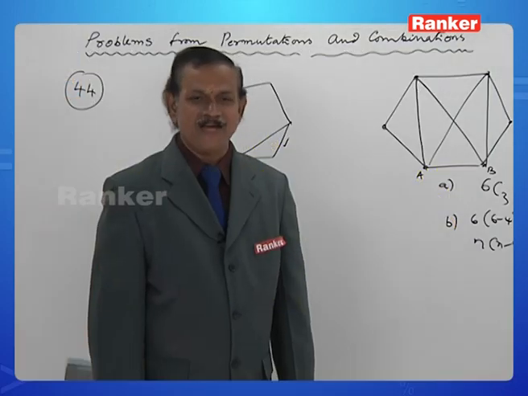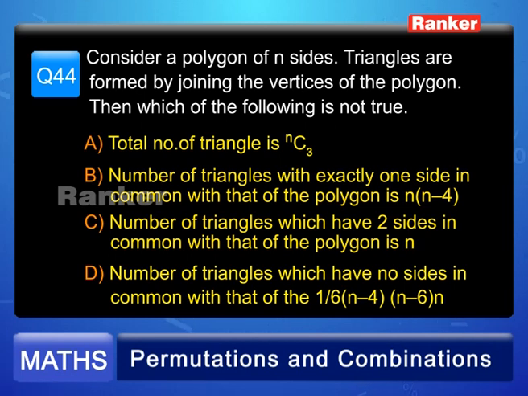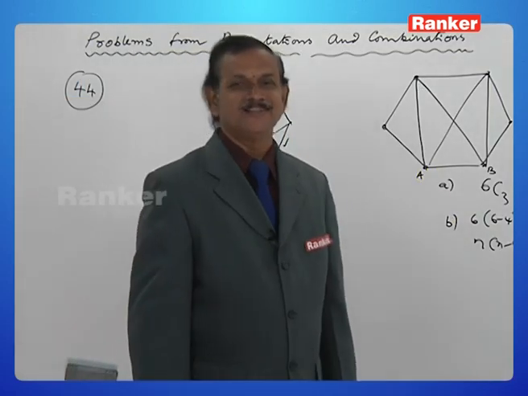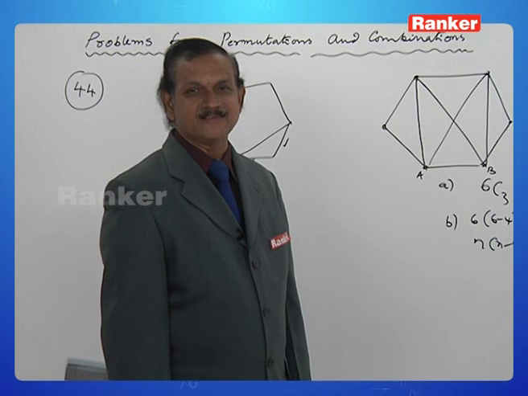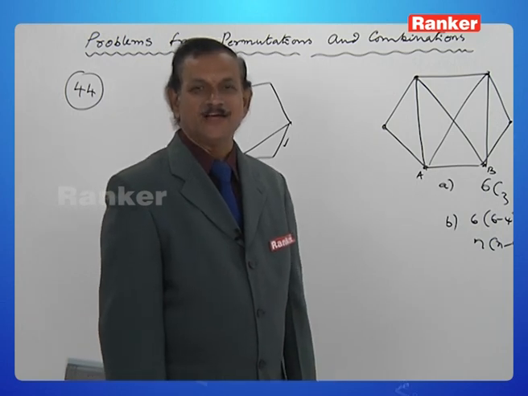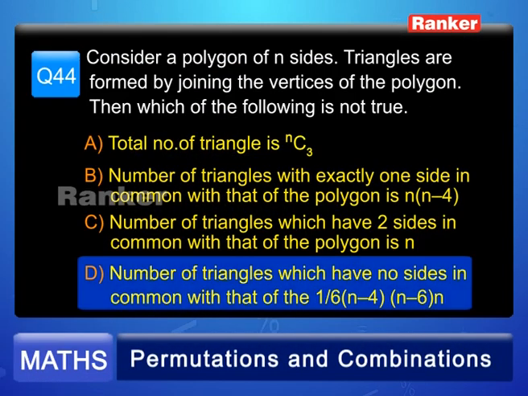Excellent. We could have derived 3 formulae. In the first option, the total number of triangles is nC3. In the second option, the number of triangles in which there is exactly one side in common with that of the polygon is of course n into n minus 4. And in the third option, the number of triangles which have 2 sides in common is just n. According to logic, as the first 3 options are correct, the incorrect option is D. Logically speaking, the 4th option is the right answer. We could have answered it. This is over.